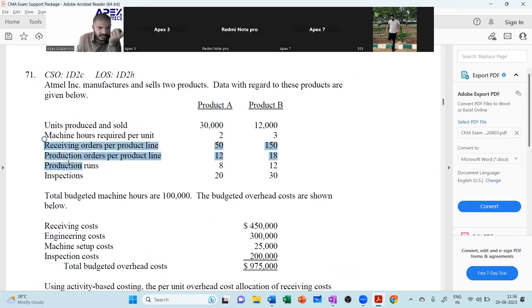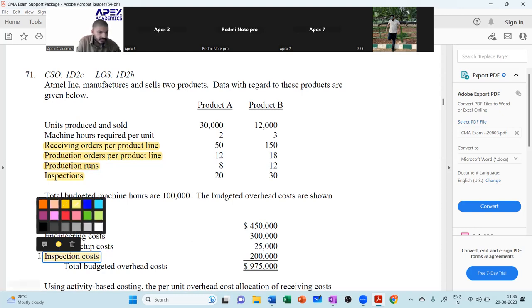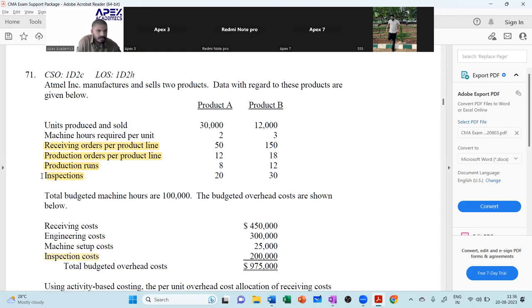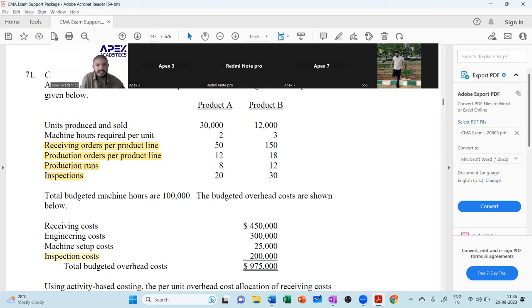My dear friends, each of these items shows to me that they are nothing but a cost driver for a particular cost that has been incurred. If there is an inspection cost, it is driven by what? By the number of inspections. Are you understanding what I'm trying to say? Yes or no? If there is an inspection cost, it is driven by the number of inspections.